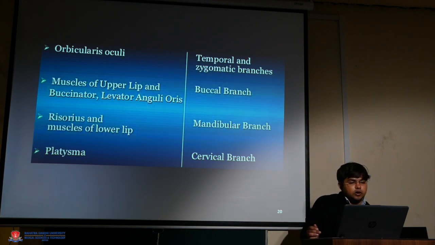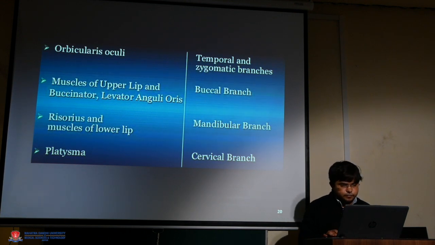The orbicularis oculi muscle is supplied by the branches of the facial nerve, like the temporal and zygomatic branches. The muscles of the upper lip, the buccinator, and levator anguli oris muscles are supplied by the buccal branch of the facial nerve. Risorius and the muscles of the lower lip are supplied by the mandibular branch, and the platysma muscle is supplied by the cervical branch of the facial nerve.